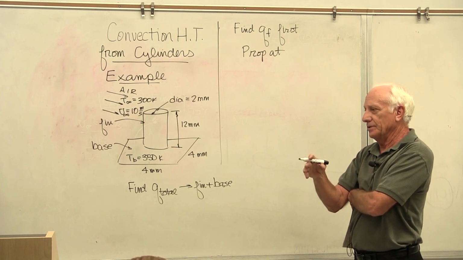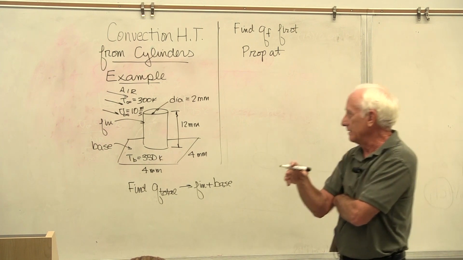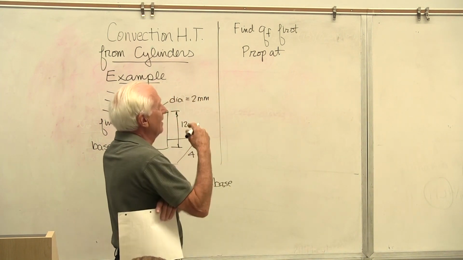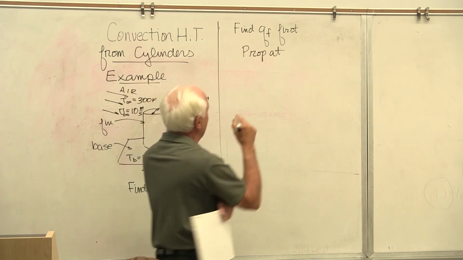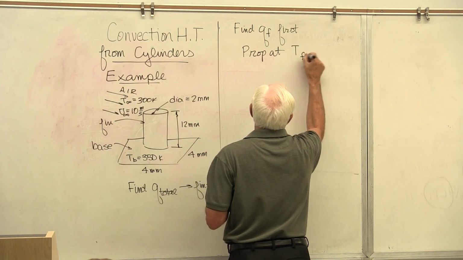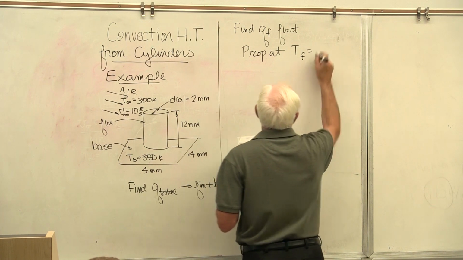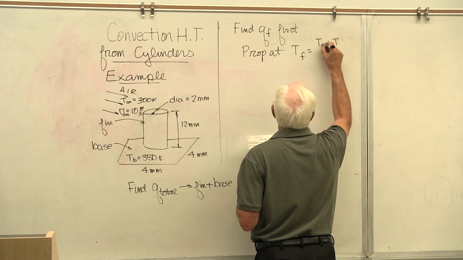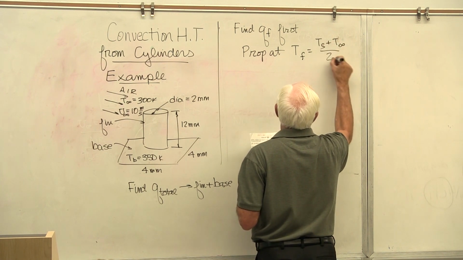What is this thing? A circular cylinder in cross-flow. Okay, great. What do I do about a circular cylinder in cross-flow? We just did it 3 times. Number 1, get the properties at T film. Okay, T film equals T surface plus T infinity divided by 2.